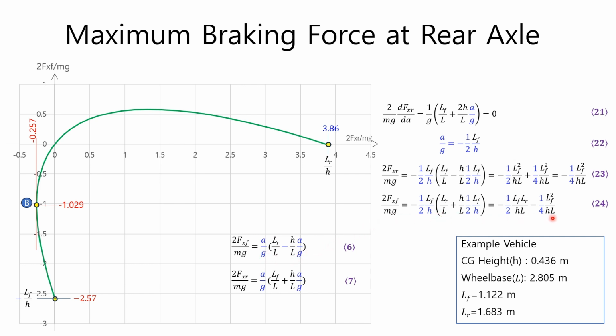In this example, if the vertical axis coordinate of point B is calculated by substituting the data in the table, it can be obtained as minus 1.029, as shown in the figure. To summarize the results, the non-dimensional maximum rear wheel braking force in the example vehicle is minus 0.257, and the front wheel braking force at this time is minus 1.029.